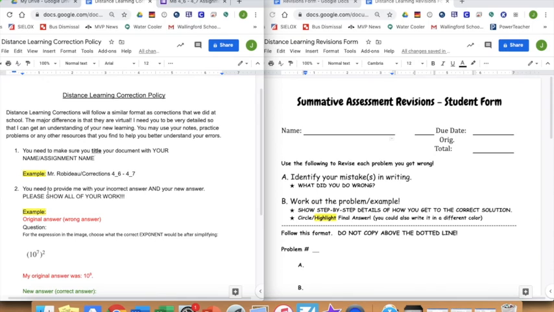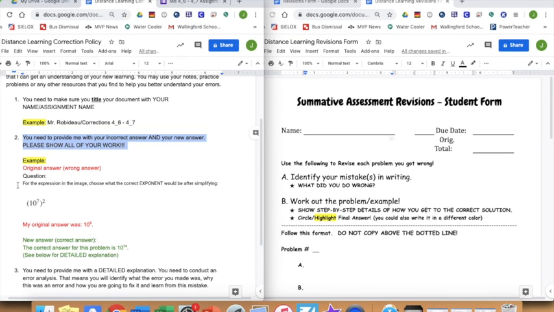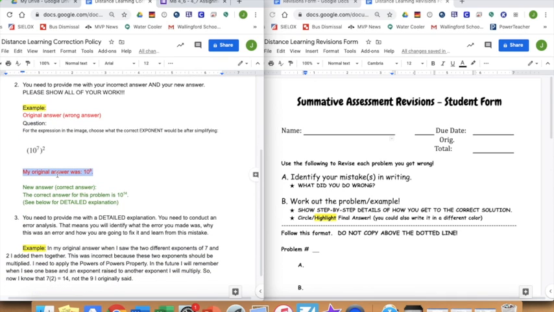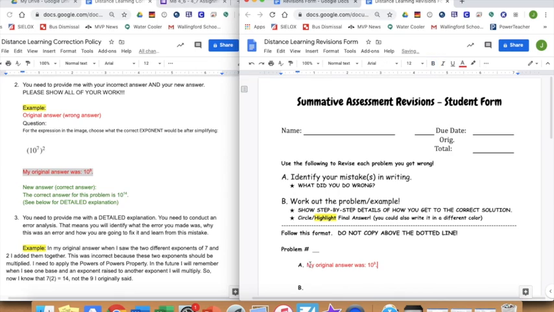Basically, on the form somewhere you have to show what your incorrect answer was and your new answer. Copy paste on the computer is lovely because if your answer was a whole long thing, you just copy and paste it. Here's an example. You haven't really done exponent properties yet, but if this is your problem, you would write my original answer was this, and that would probably go over here. My original answer was 10 to the ninth. Okay, now what was my mistake? What did I do wrong?